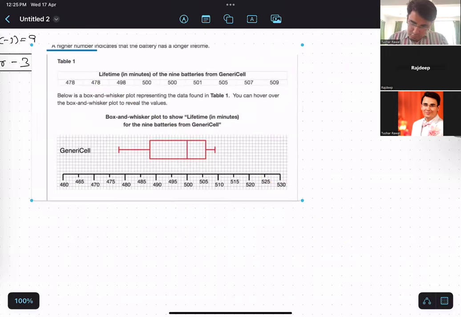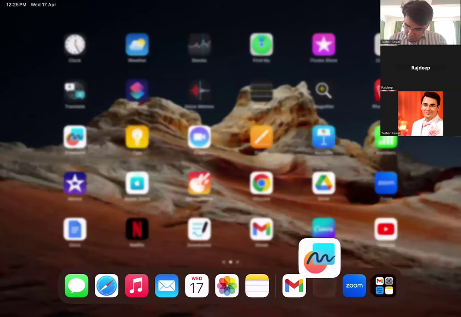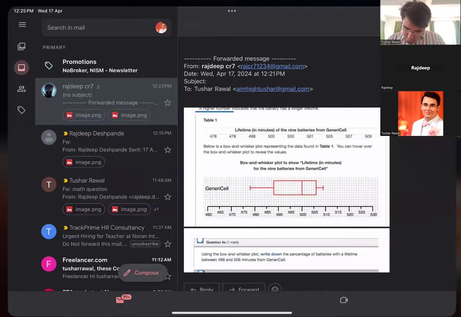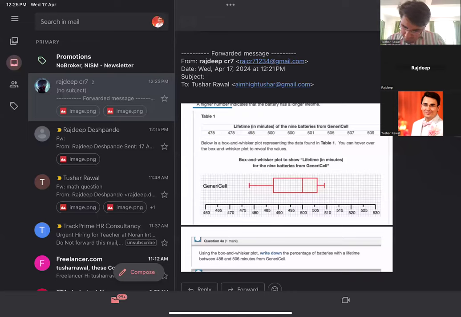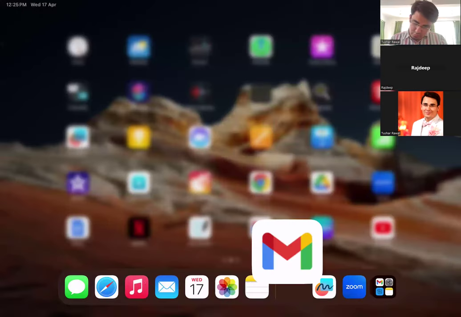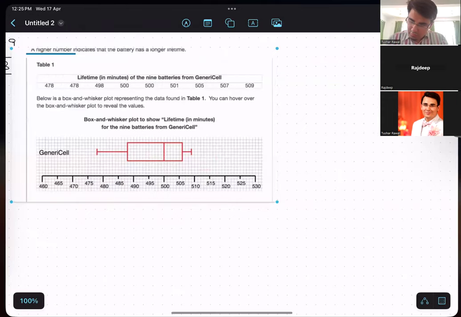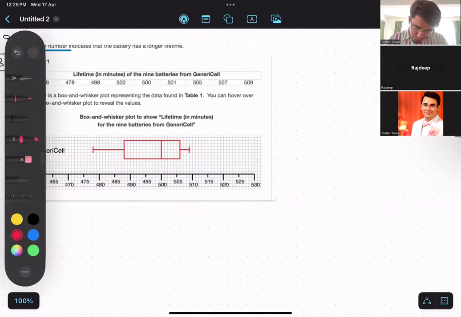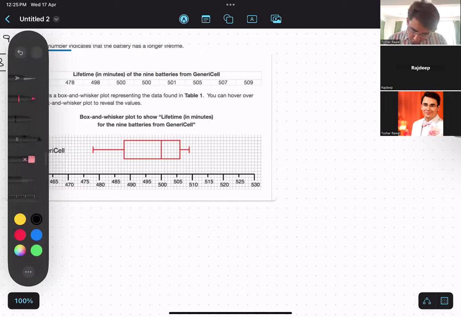So in this particular question, the question is asking about 488 and 506. Where is the question? It's below: 488 and 506. Yes or no? So 488 is somewhere here, and 506 is here. So they are asking between Q3 and Q1.